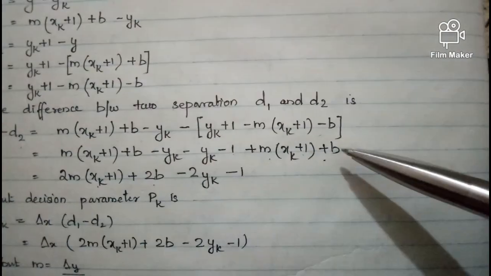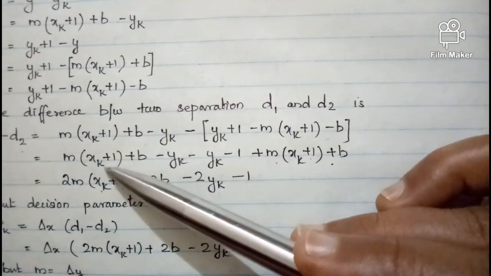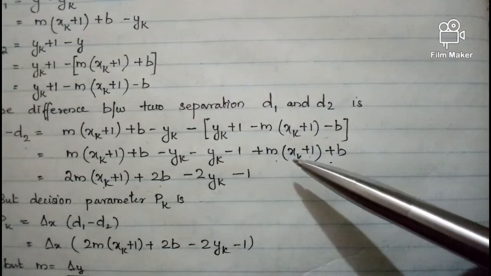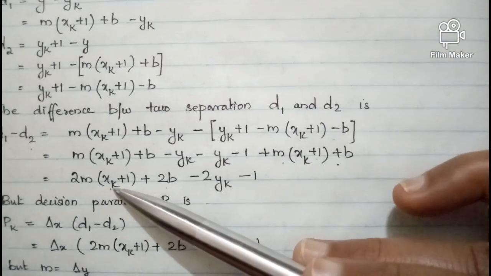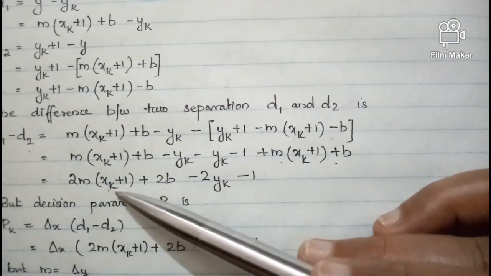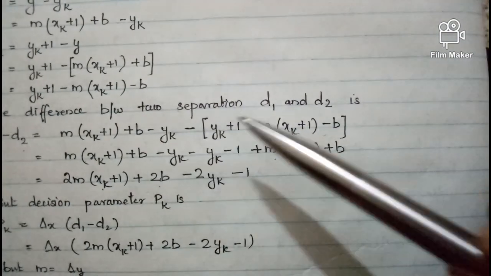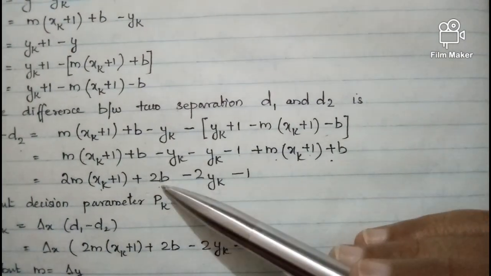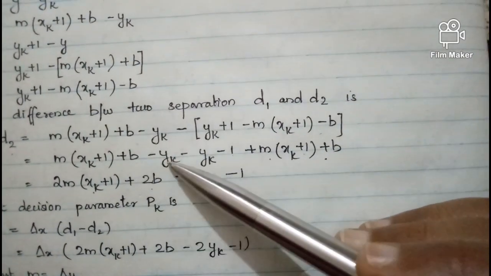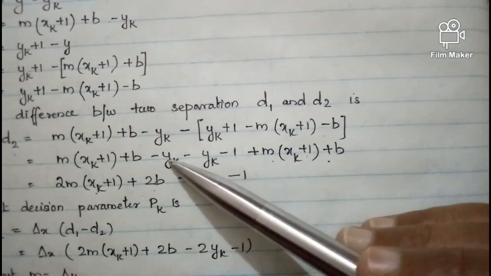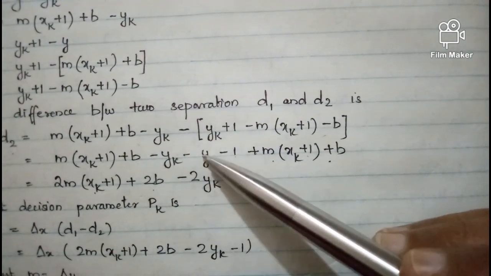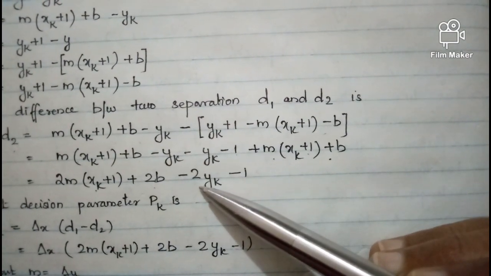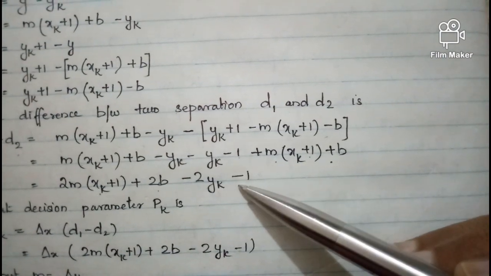So we have subtracted. There are two terms, mxk plus 1, mxk plus 1, so I am going to write it as 2 times mxk plus 1. b is also occurring 2 times, so let us write it as 2b. What about this term? This is also occurring 2 times. Minus yk can be written as minus 2yk. And one more term, minus 1.